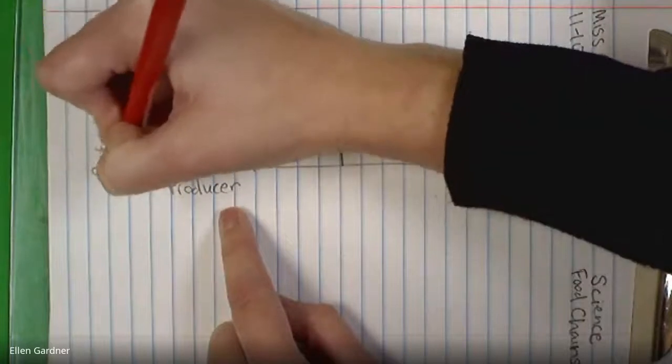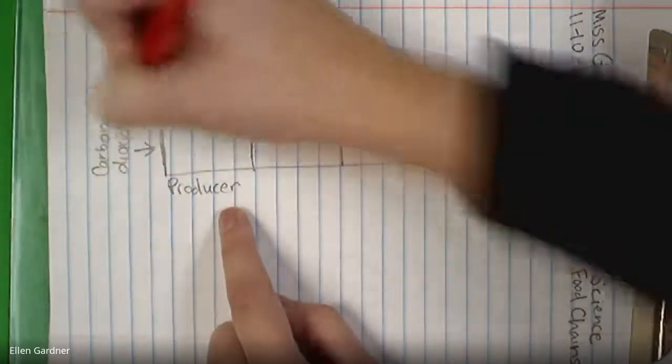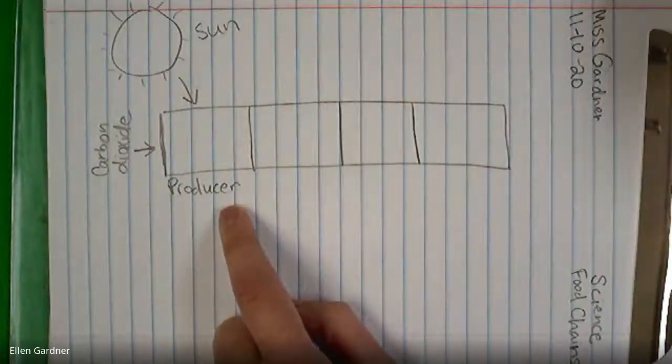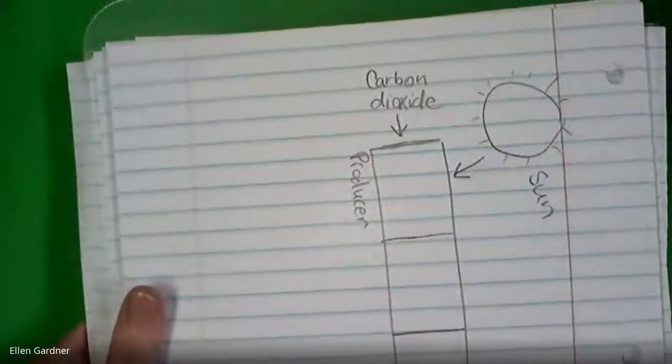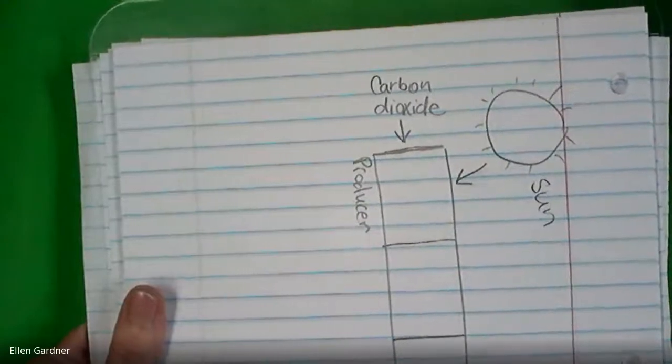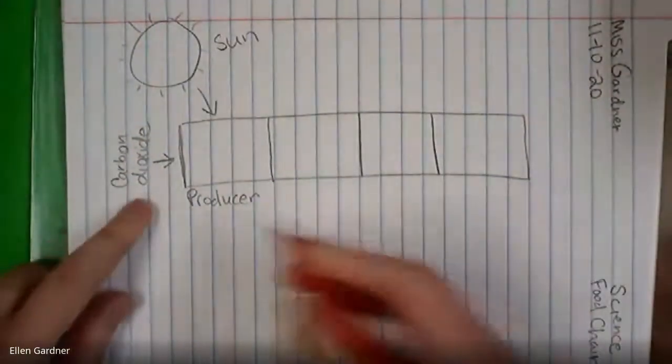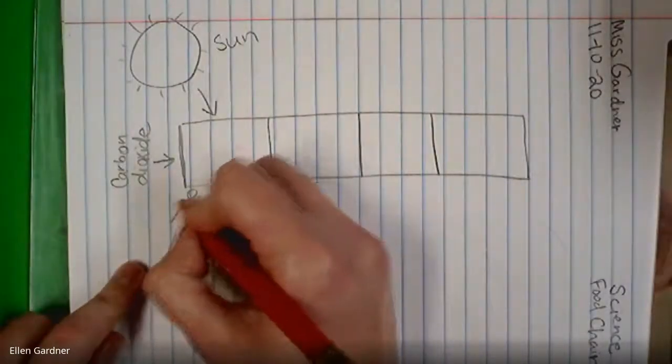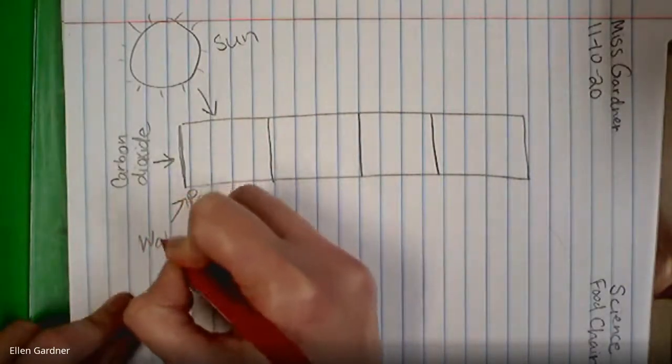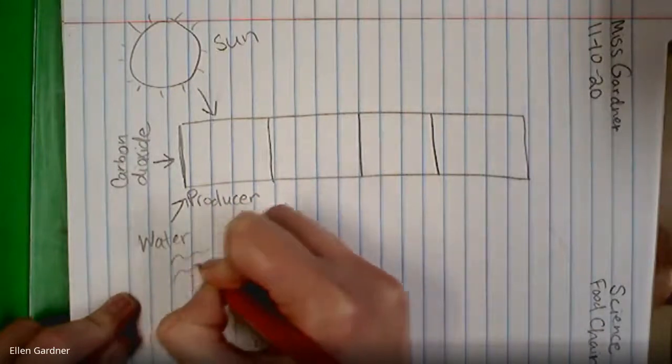Let me make sure you're able to see this. Yeah, carbon dioxide is spelled this way. You might pause it for a moment to get that. Okay, so it takes in carbon dioxide. It also takes in water. You can draw some waves to show that.